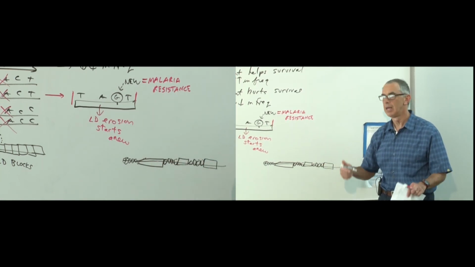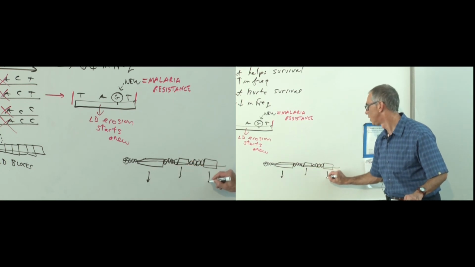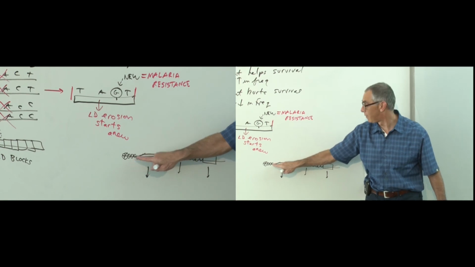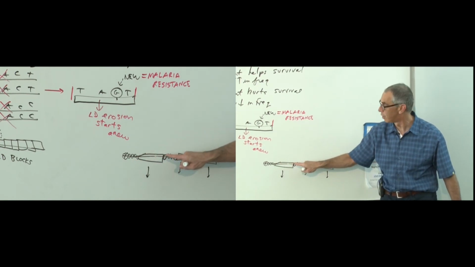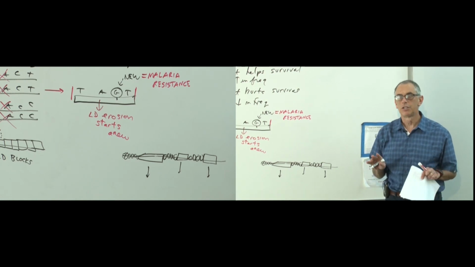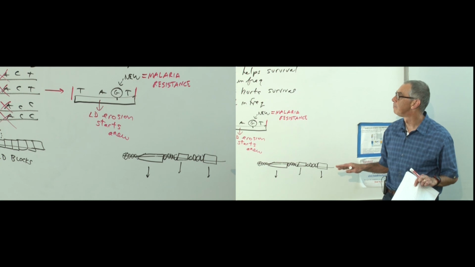Again, over time, there will be recombination. This will erode, this will erode, this will erode. But where this may have been happening for 100,000 years, if this only arose 20,000 years ago, that block will be much bigger. So we can use this to detect signs of positive selection in the population.